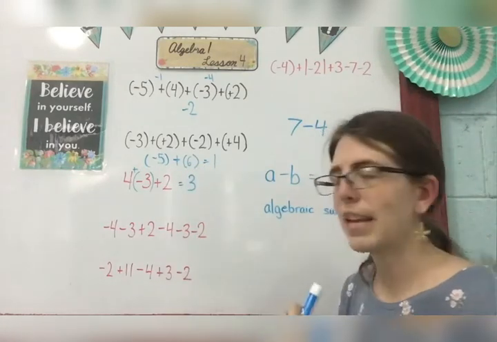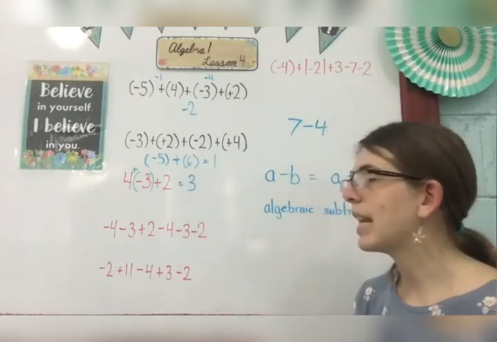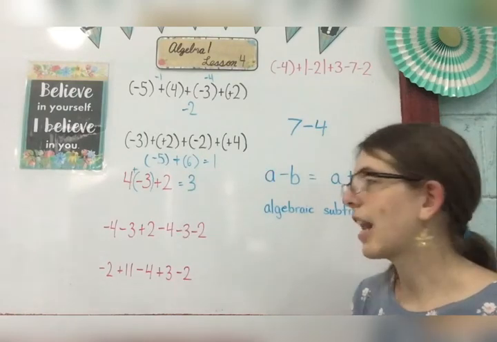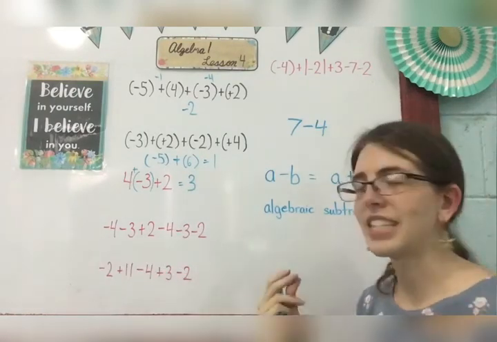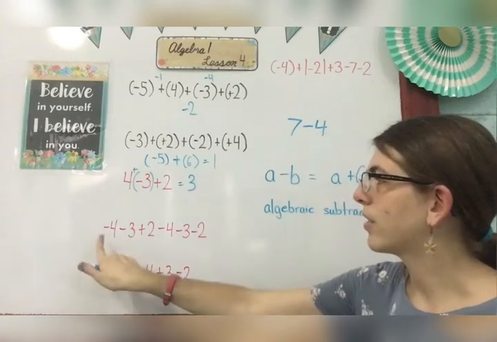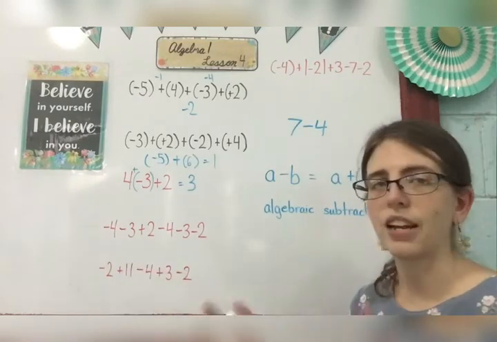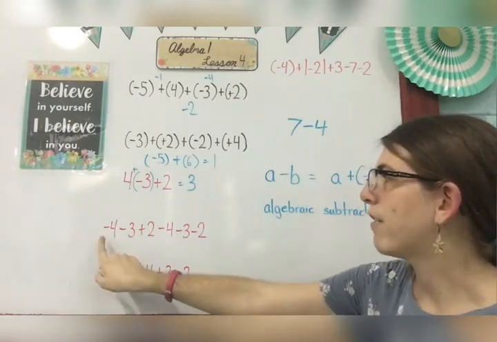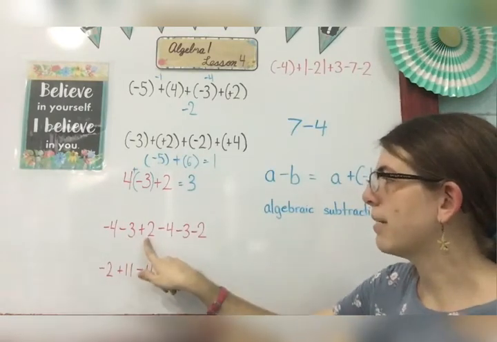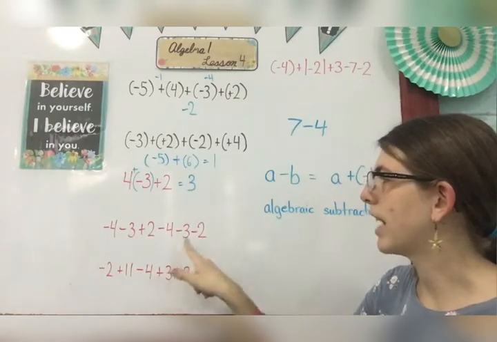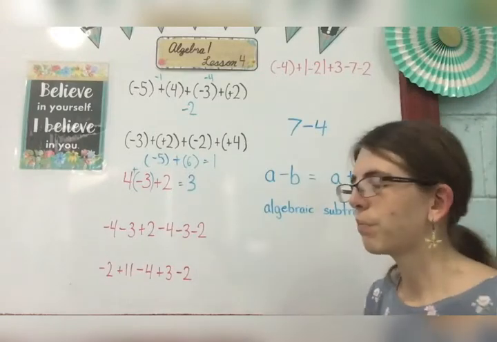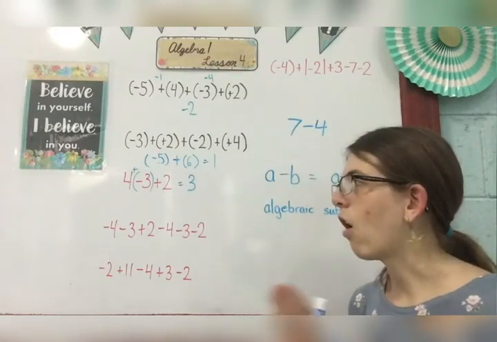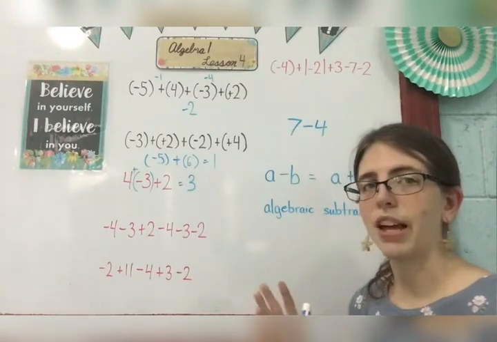Down here I'm going to do the same thing. I'm going to put my parentheses in mentally. So that means that I'm going to just look at this all as addition, and then whatever sign is in front, that's the sign of the number. So I really have negative 4 plus negative 3 plus 2 plus negative 4 plus negative 3 plus negative 2. I'm going to go ahead and add all of my numbers that have the same sign first.